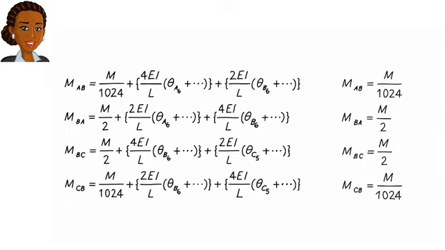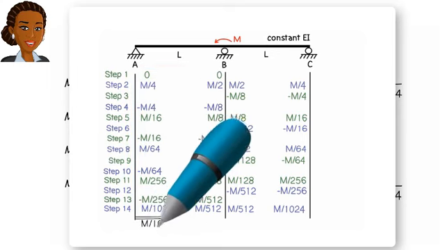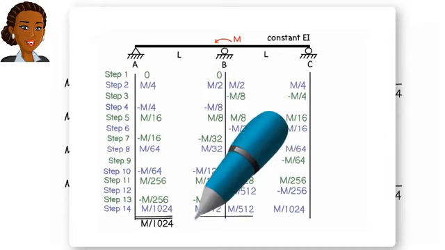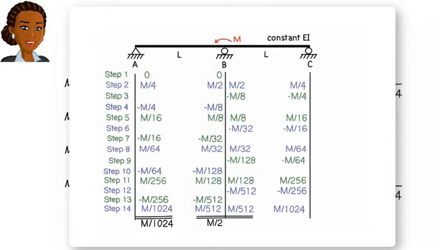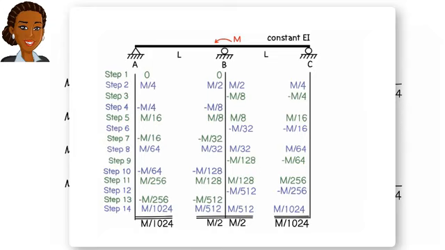We can arrive at these values directly from our table by adding the incremental moments in each column. Summing the values in this column, we get m over 1024. Sum of the values in the second column gives us m over 2. We also get m over 2 by adding the values in the third column. And we get m over 1024 for the sum of the values in the last column. So, these approximate moment values constitute the results of the moment distribution method for analyzing the beam.